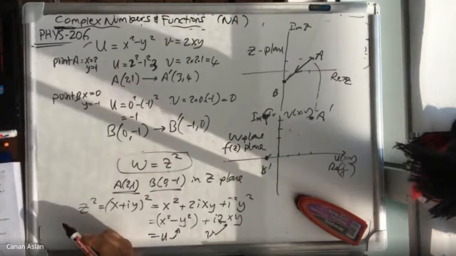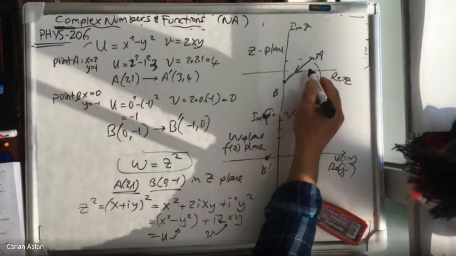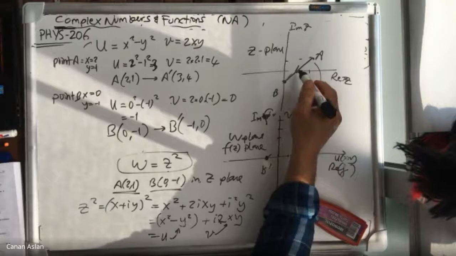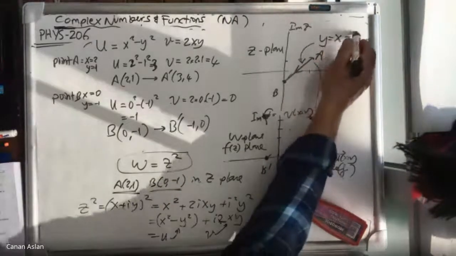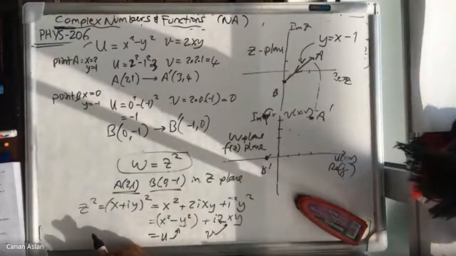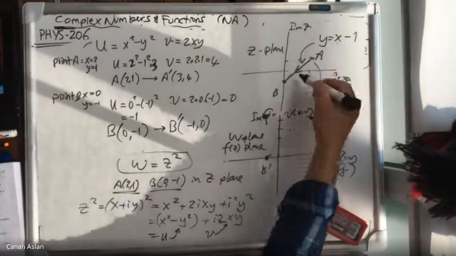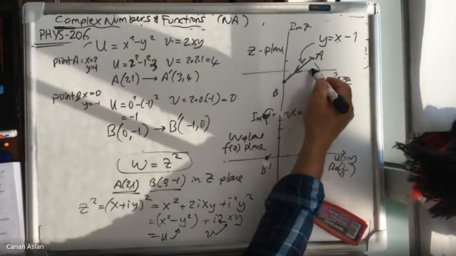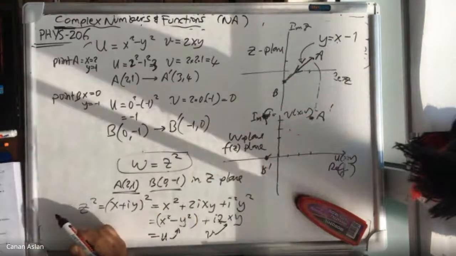Now we can write some equation for this. The linear equation is y equals x minus 1. Why did we write this? Because as you see, at x equals 1, y is 0, but at x equals 0, y is minus 1, and at x equals 2, y is just 1. So we know that this is the equation for this line.